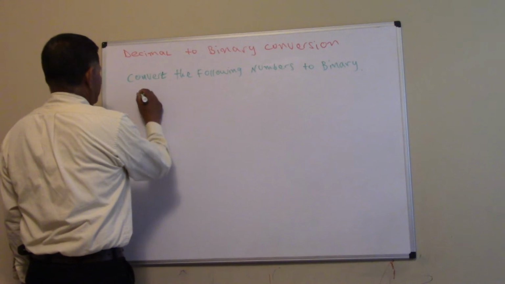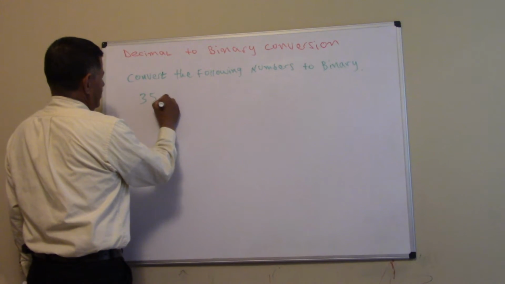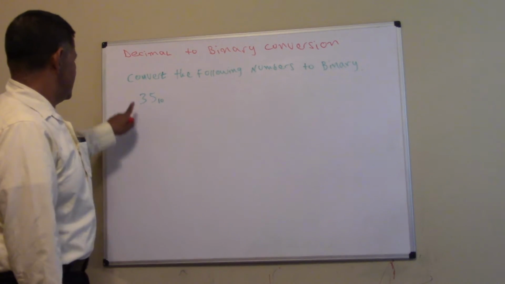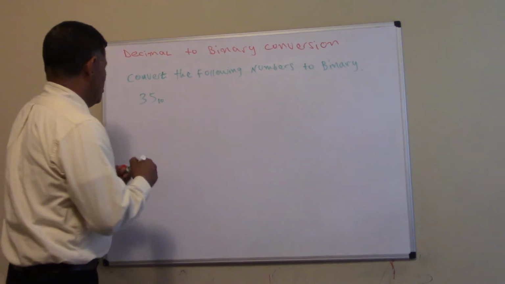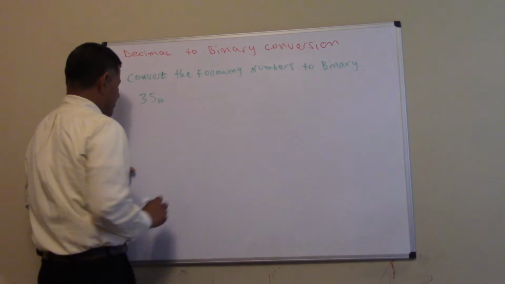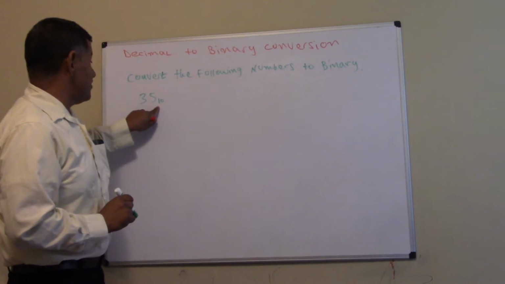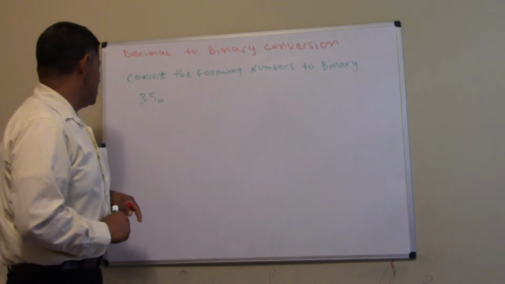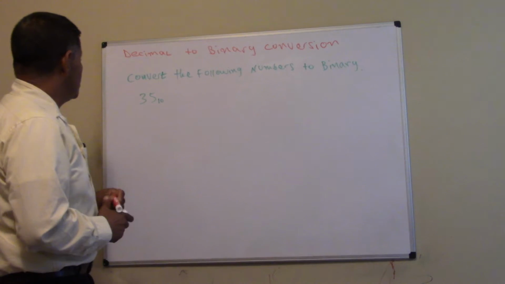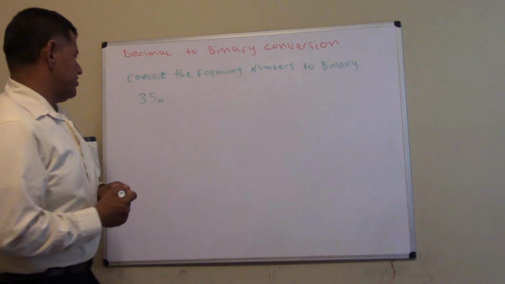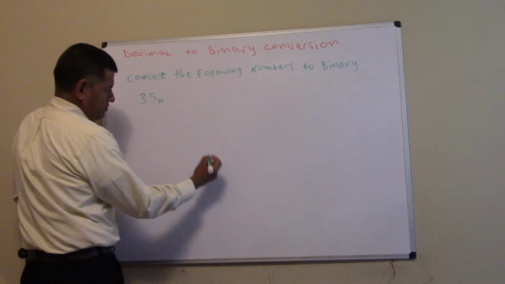Let's say that we want to convert 35 in decimal, right? Let's say that we want to convert 35 to binary, right? So we're going from decimal to binary. This is base 10. 35 base 10 means decimal, and we will have to convert this to binary. Okay. So in the subtraction method, right? So what I do is the following that we did yesterday.